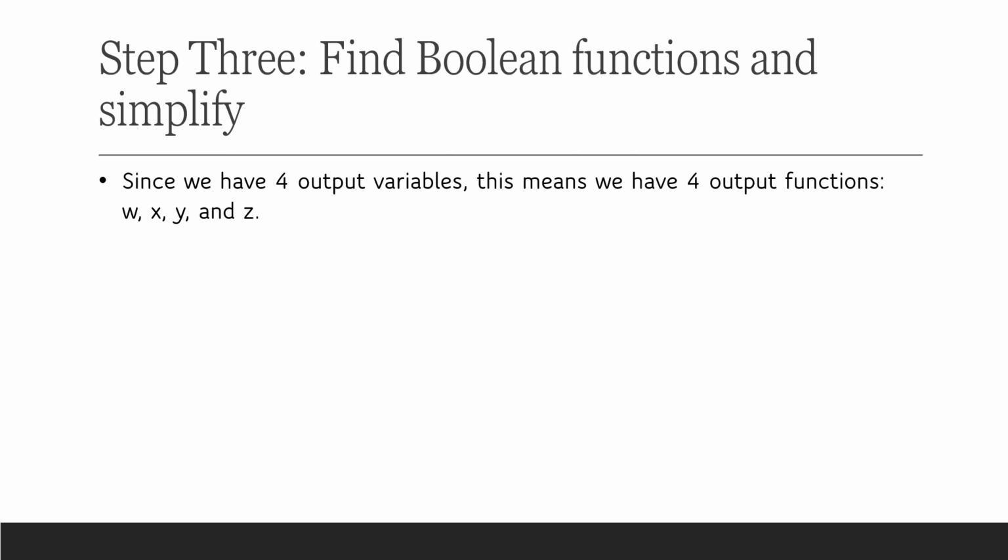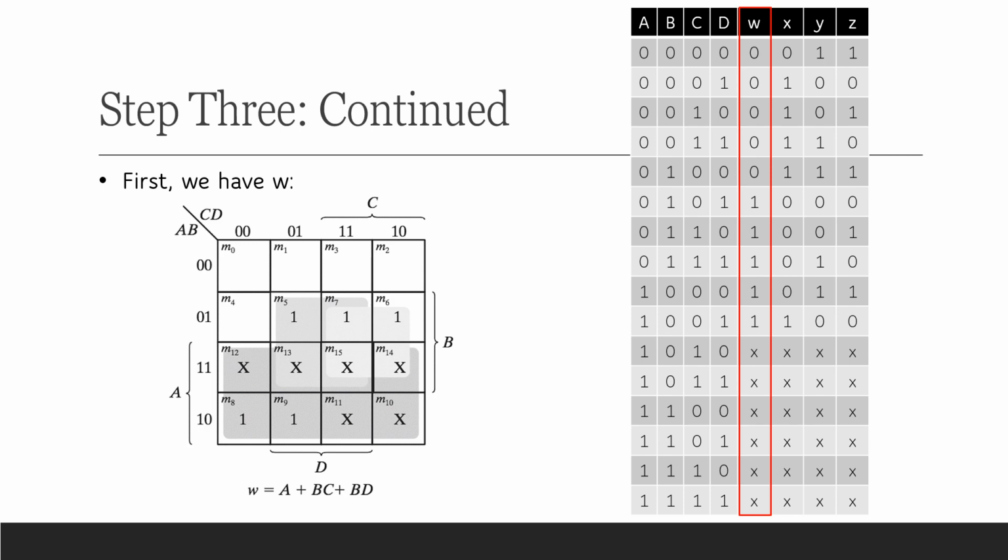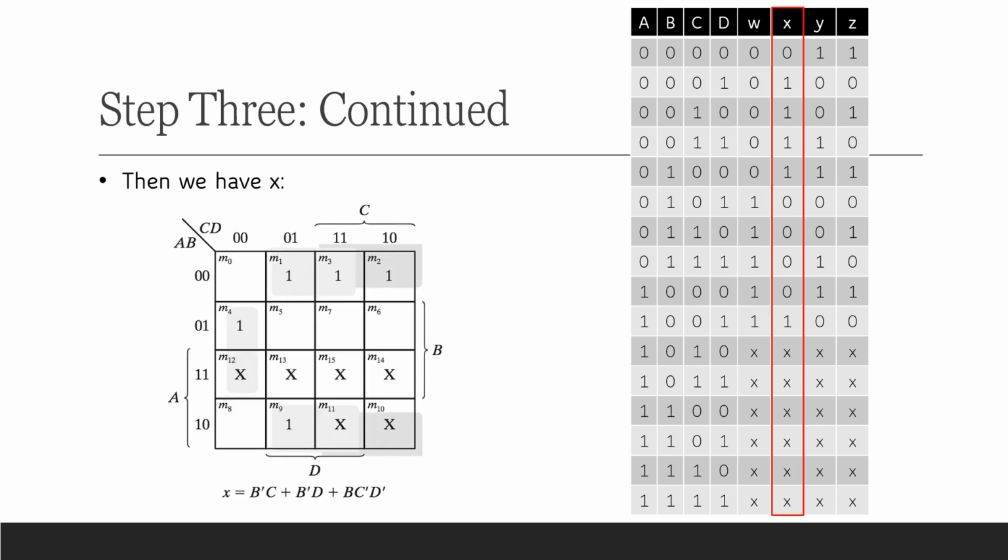Step 3 is finding the Boolean functions and simplifying them. So since we have 4 output variables, we're going to have 4 output functions, w, x, y, and z. So then we use K-maps to simplify each of them, and you can see this is making use of the don't care values, which is making it easier to simplify the functions.